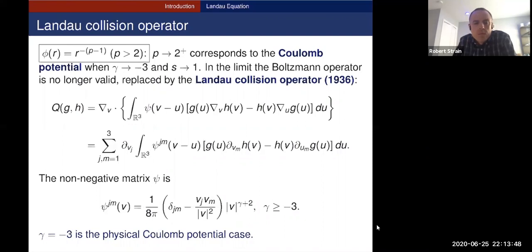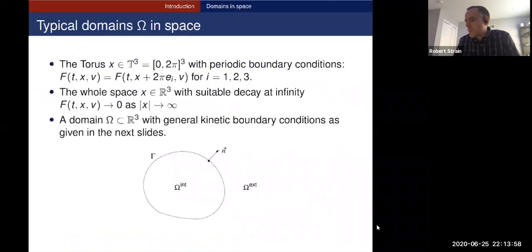So it adds difficulties that are still, in many cases, not as well understood as we would like. So that's the Landau collision operator. And now I want to talk about boundary conditions. For this equation, you can have several different boundary conditions. It's not as straightforward as what people may be familiar with, so it's worth talking about.